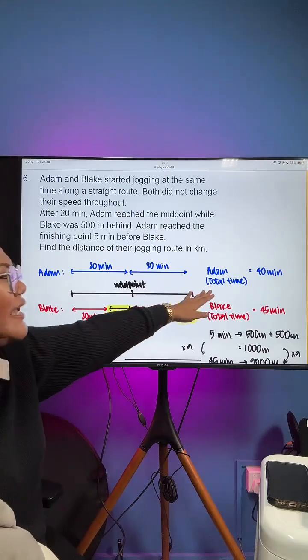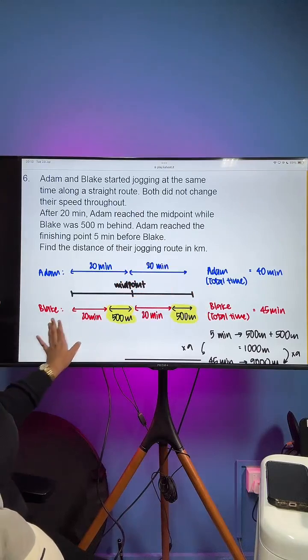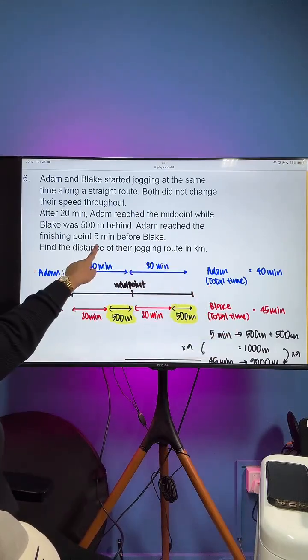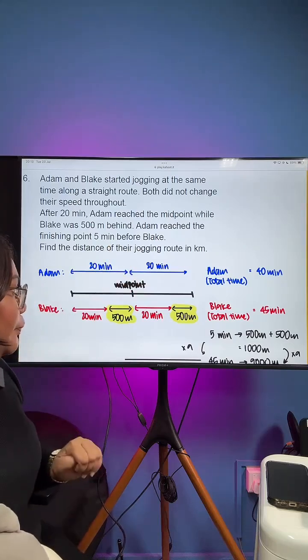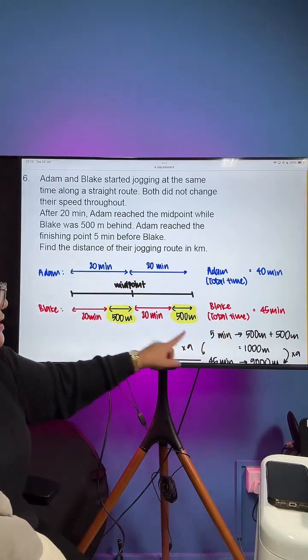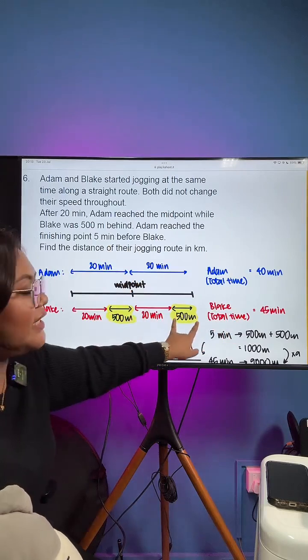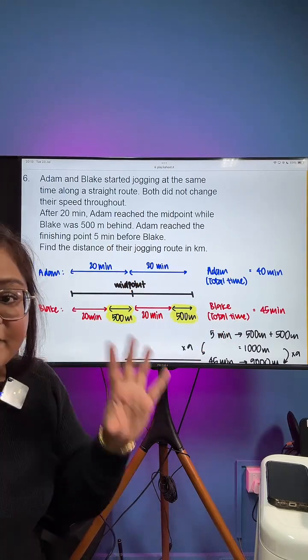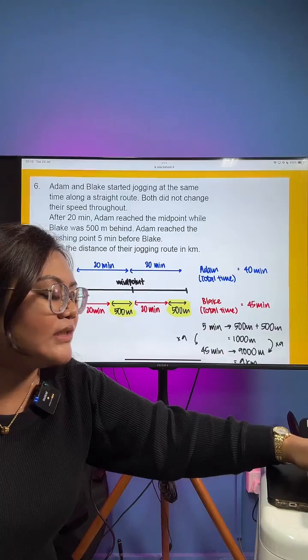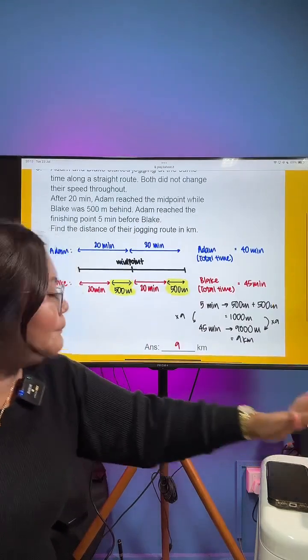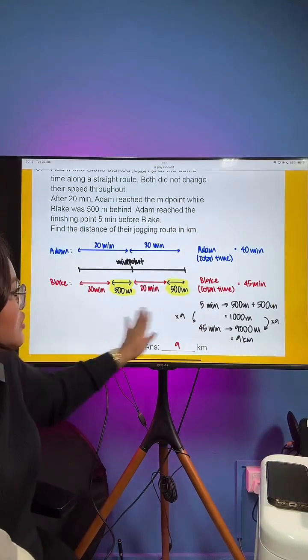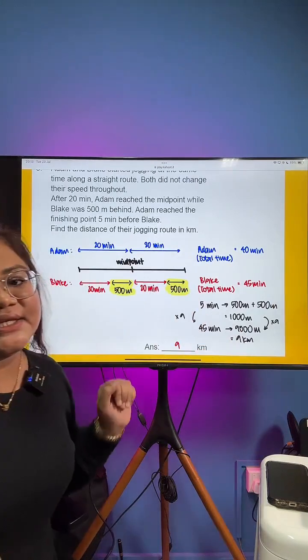So Adam takes 40 minutes. Blake takes 45 minutes because he needs another 5 minutes before he can reach the finishing point. And this additional 5 minutes is for him to cover the 500 and another 500. That means in 5 minutes, he will cover 1,000 meters, which is 1 km. And then in 45 minutes, his total time, he will cover 9 km.